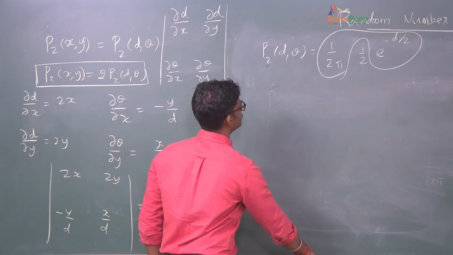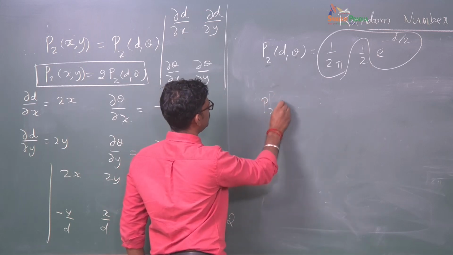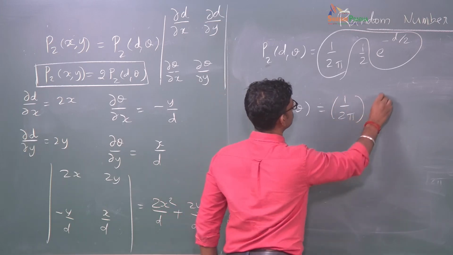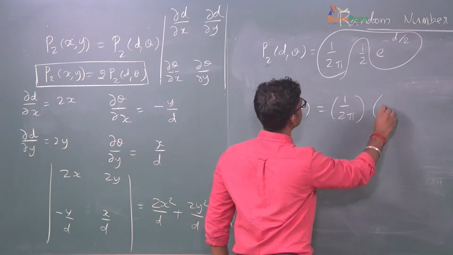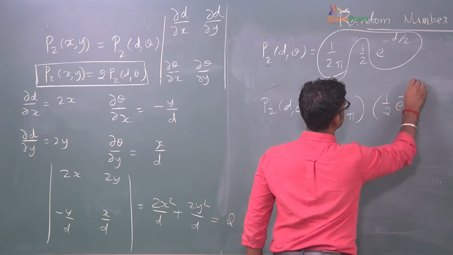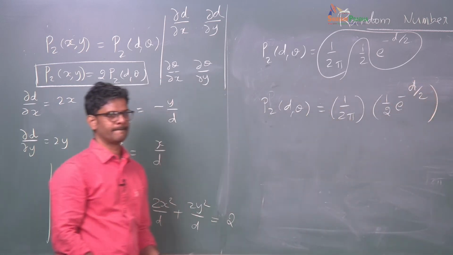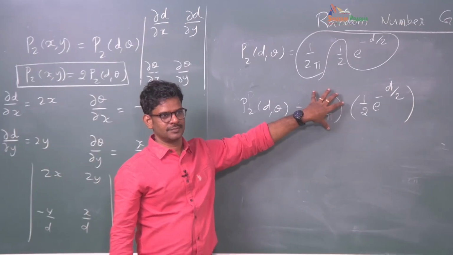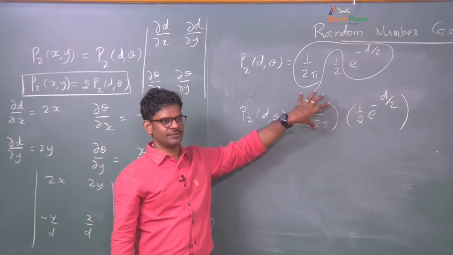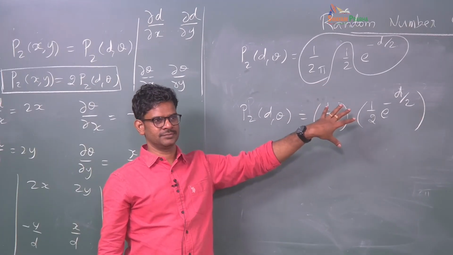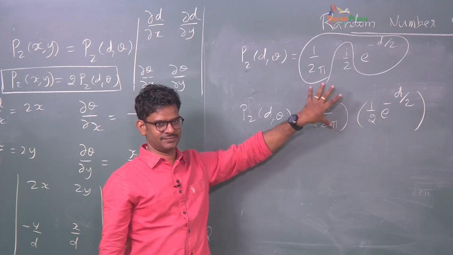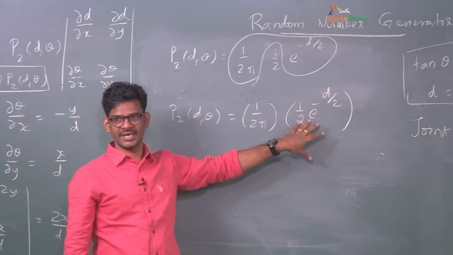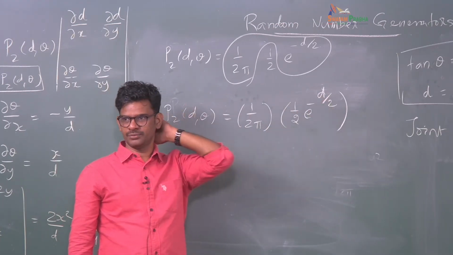Now the way to look at this function is: what is the distribution of theta? It's a uniformly distributed random number in the limit 0 to 2 pi. That is this function, it's a constant. What is this one? This is an exponentially distributed random variable with a lambda parameter of 1 by 2.